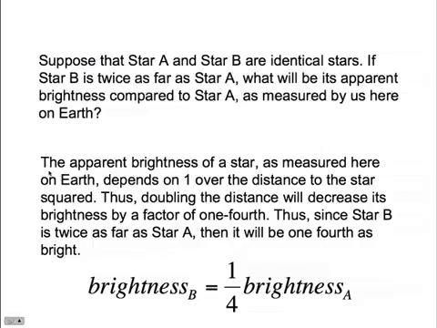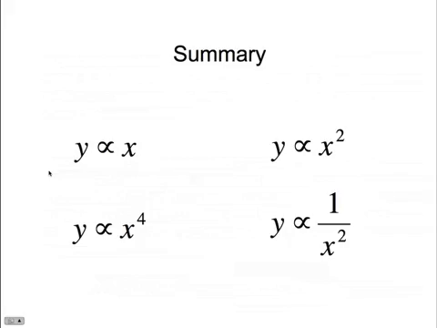Just to summarize, we've looked at 4 proportionalities. Y is proportional to x, y is proportional to x squared, y is proportional to x to the 4th, and y is proportional to 1 over x squared. You should know how varying x will affect y. In other words, if I multiply x by some factor, by what factor does y change, whether it increases or decreases?